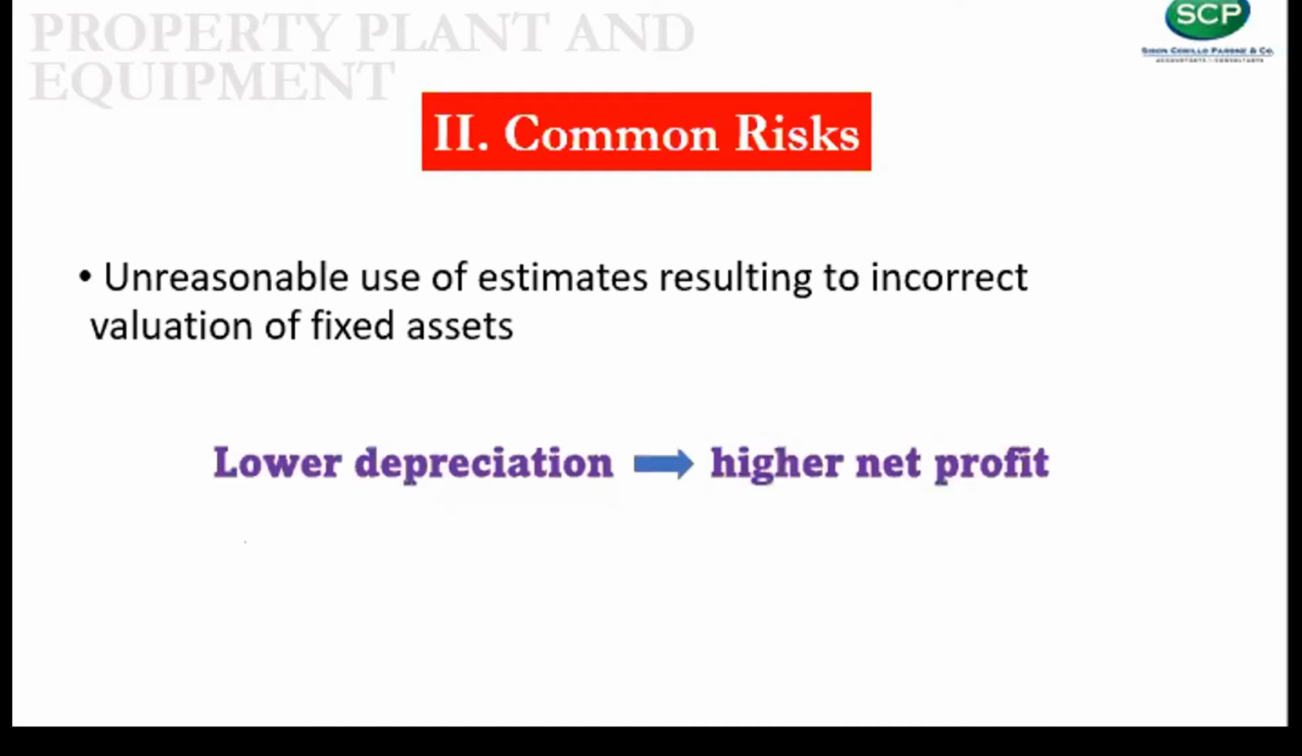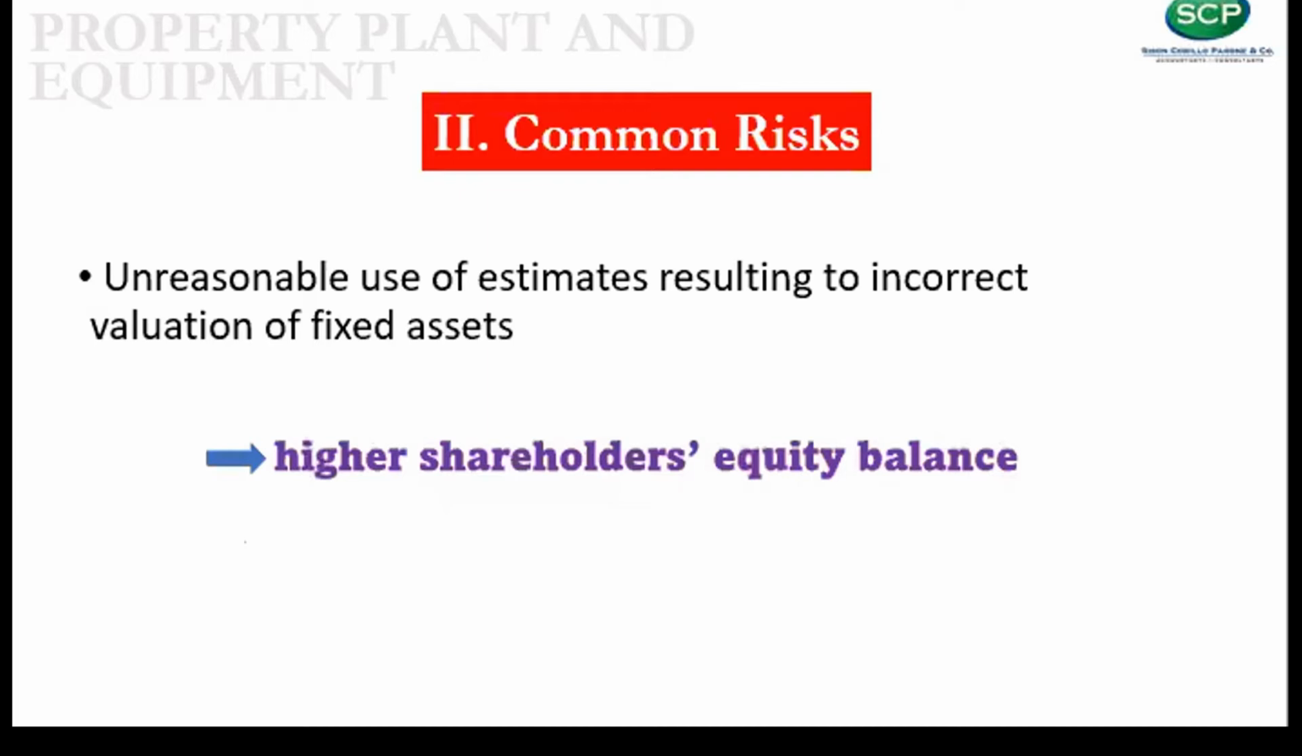Lower depreciation results in higher net profit, which in turn results in higher shareholders' equity balance. Accordingly, a company that wants to show a higher book value to their stakeholders may intentionally present lower depreciation expense than what is reasonable, or they may commit this type of fraud to meet target earnings.